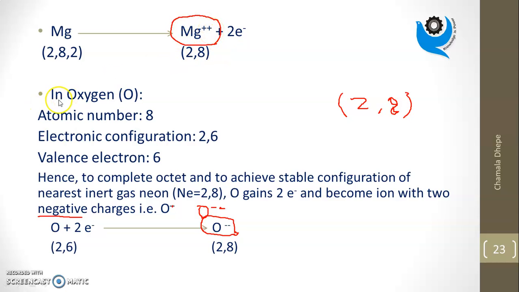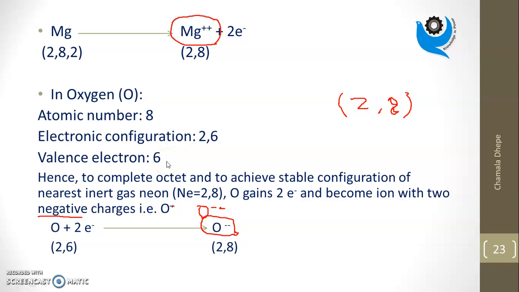Next, which atom is there in MgO? Next is the oxygen. The atomic number of oxygen is 8 and its electronic configuration is 2,6. Correct? Okay, so how many valence electrons are there? What is a valence electron? Valence electron means the number of electrons present in the valence shell. Valence means last shell. Here 6 electrons are present in the valence shell, so its valence electrons are also 6.